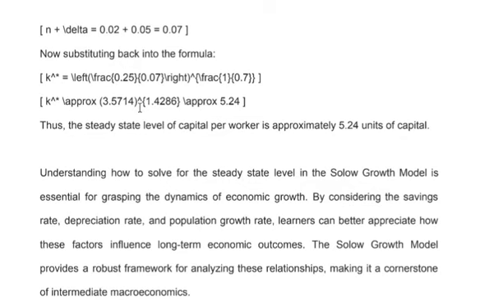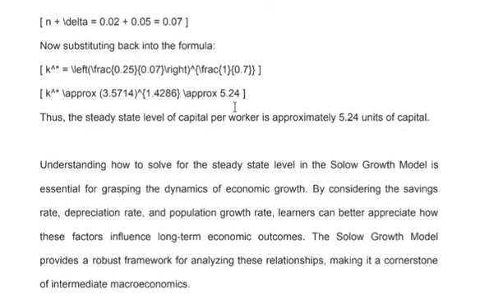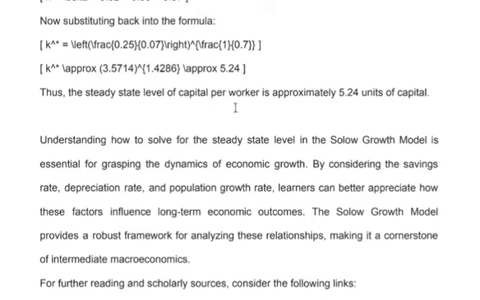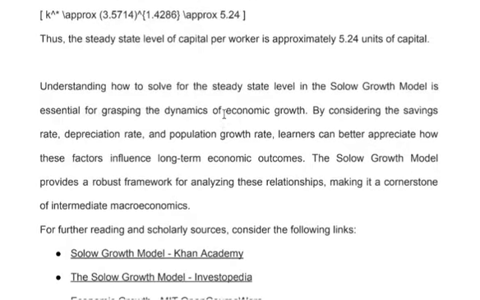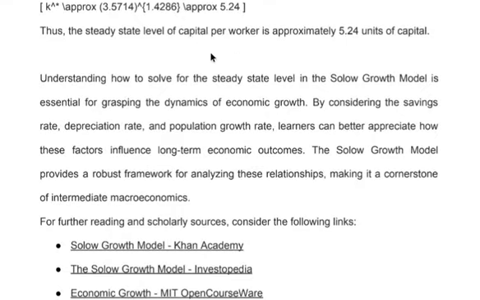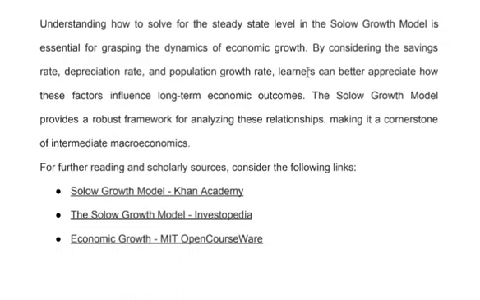k* ≈ 3.5714^(1.4286) ≈ 5.24. Thus, the steady-state level of capital per worker is approximately 5.24 units of capital.